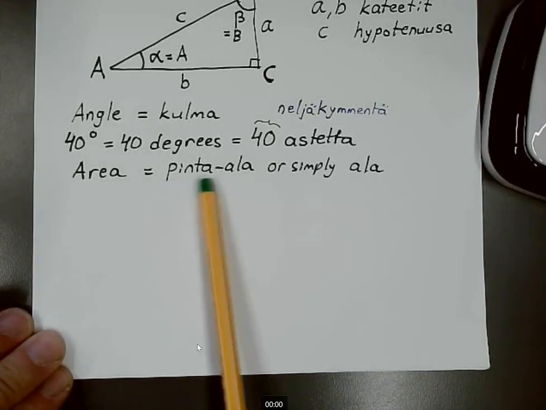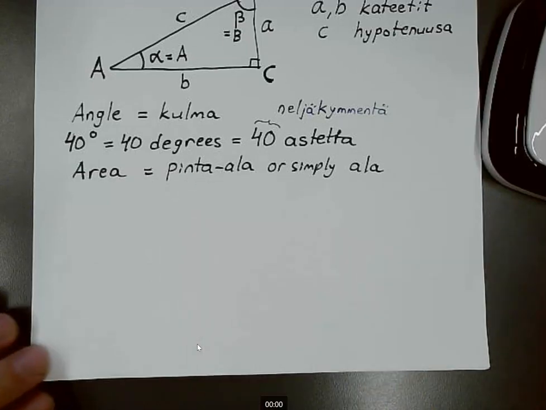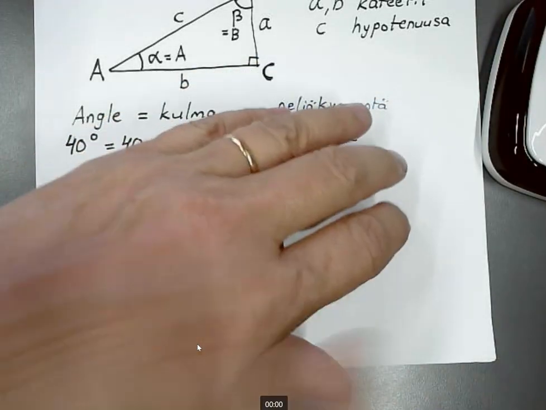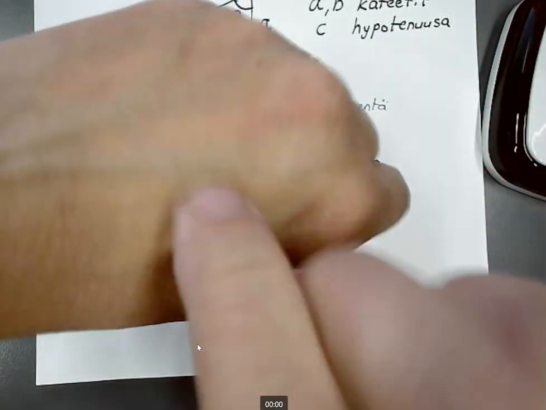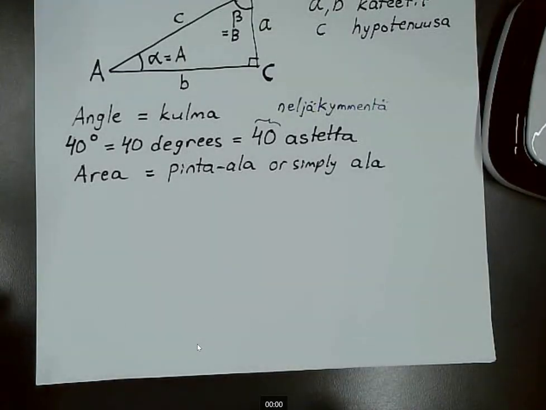This pinta here is actually, in the Finnish language, the same as surface. The surface of my skin, this is iho, my skin. The surface of my skin is pinta.